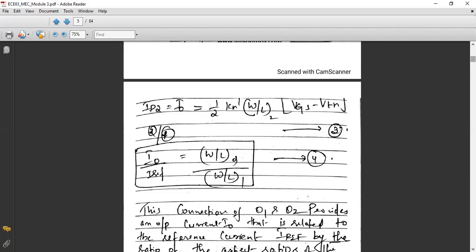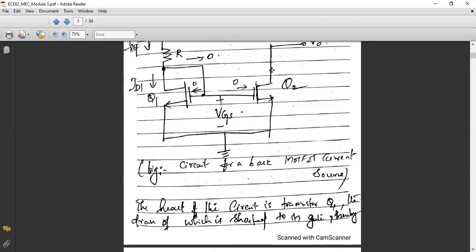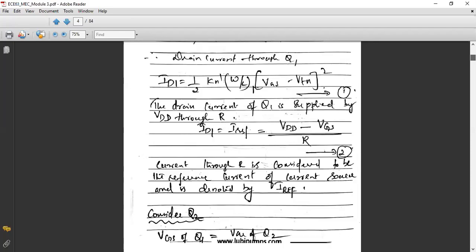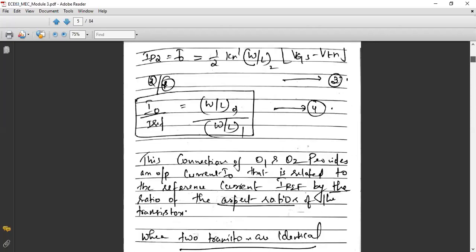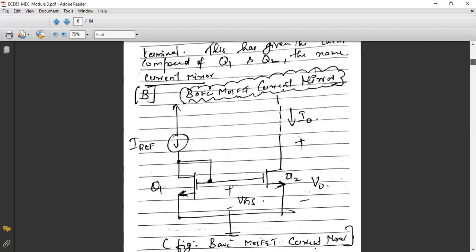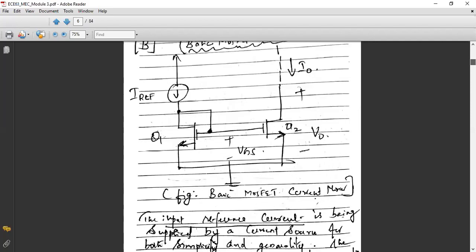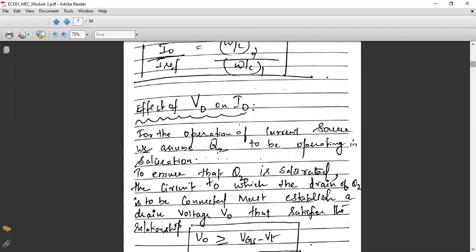As of now, I have shown only one stage like Q2. You can add Q3, Q4 or n number of transistors, and based on that, you can design the I0 value just by maintaining the ratio of the aspect ratios of the two transistors. That is what is known as current steering. So this is the current mirror that we have.